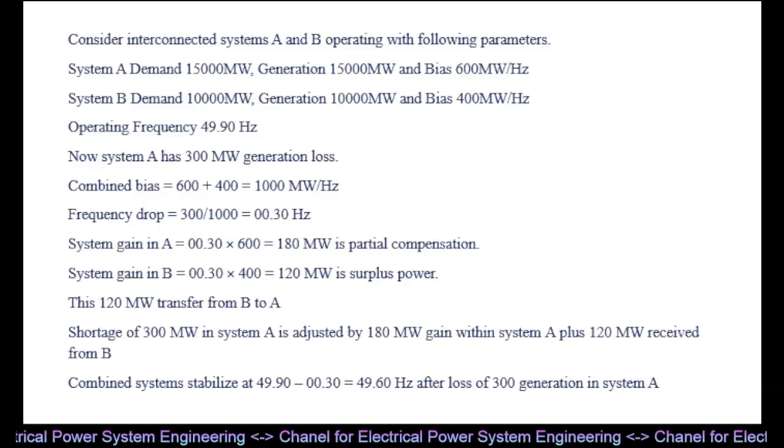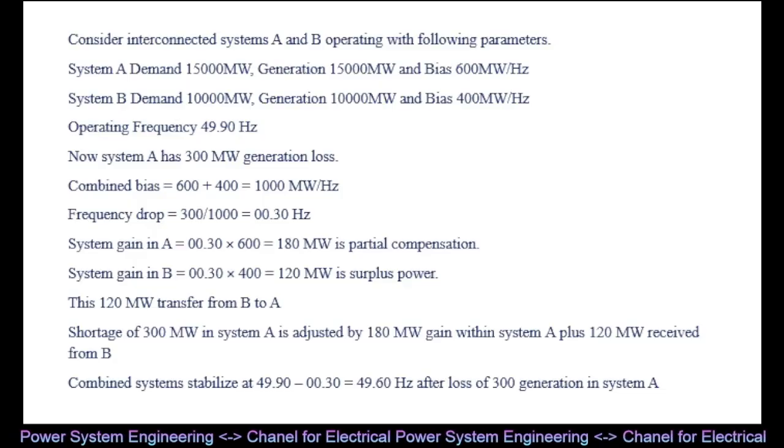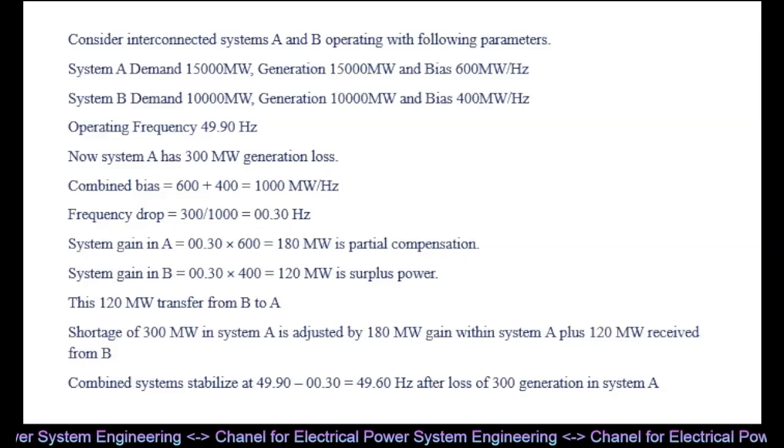Combined bias is equal to 600 plus 400 equals 1000 megawatts per hertz. Frequency drop is equal to 300 by 1000, which is equal to 0.30 Hz. System gain in A is equal to 0.30 times 600, which is 180 megawatts, a partial compensation. System gain in B is equal to 0.30 times 400, which is 120 megawatts, surplus power. This 120 megawatts transfers from B to A.